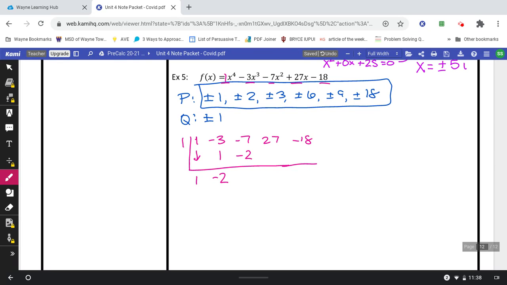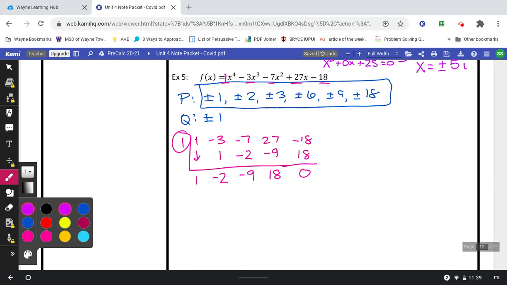Add. Multiply. Add. Multiply. And add to make 0. That means that positive 1 is one of our answers. That's great. So what we'll do now is we'll write our depressed equation.